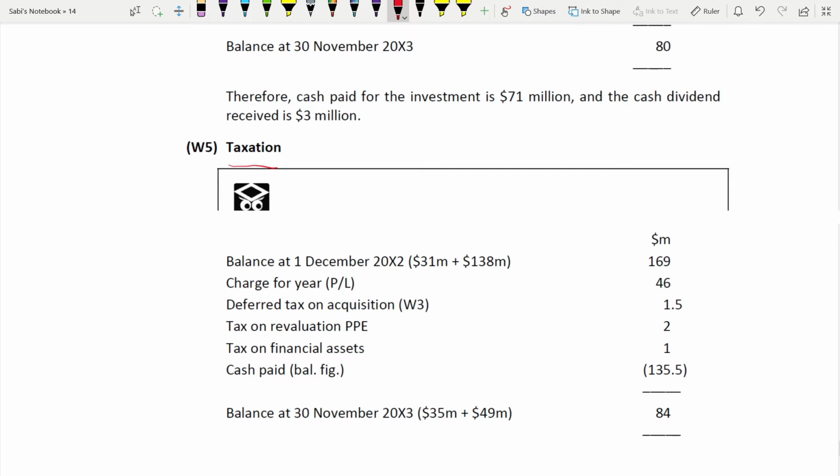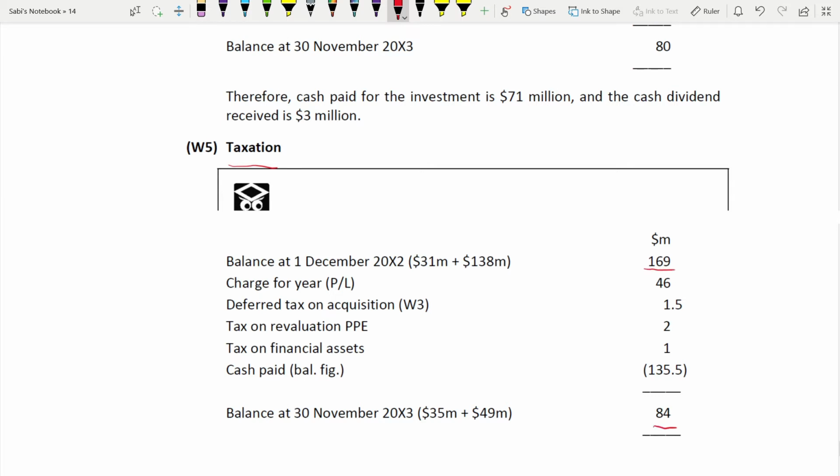So taxation, how do you start taxation with? You should be a pro at taxation by now, by the way, because this always keeps coming. So you start the same, okay? Opening and closing, opening and closing. That's the good thing about cash flow statement. Mostly it's about opening and closing balance. You compare the difference and some adjustments in between, and the balance is the cash flow, cash paid or cash received. Okay? So you start with the opening balance, and this is the closing balance.